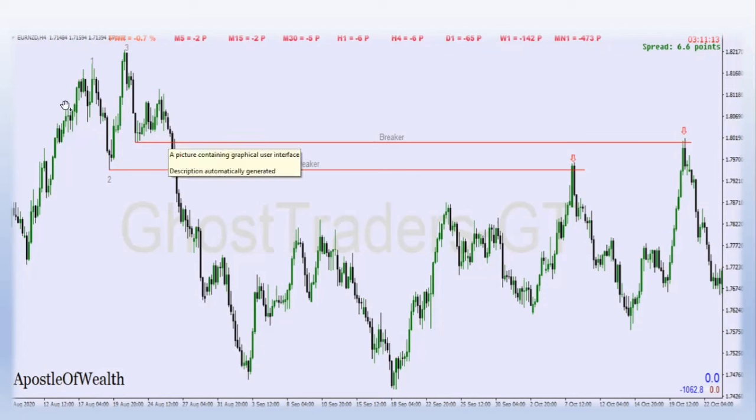So back to what I was saying, guys. If you look at this small structure here, you see that this is a mitigation. Just forgive me for writing breaker here. I made a mistake, okay? It's supposed to be mitigation here and then breaker here, okay? So I hope you understand.